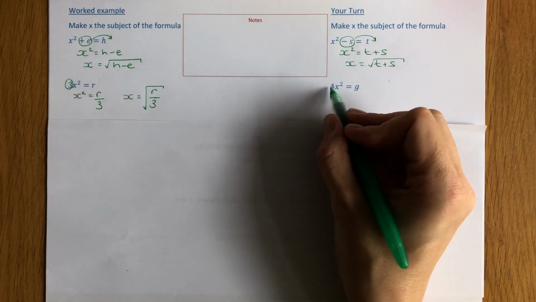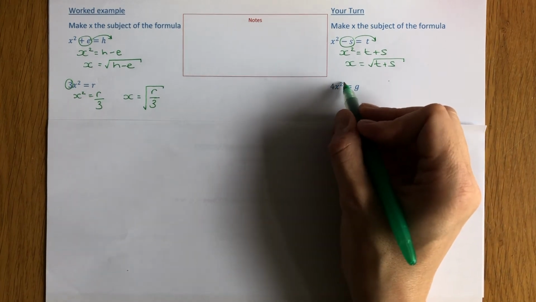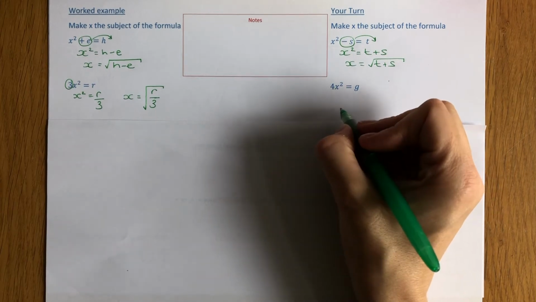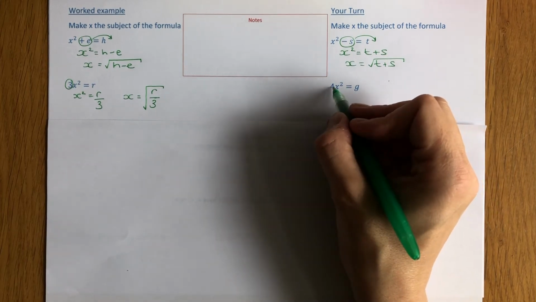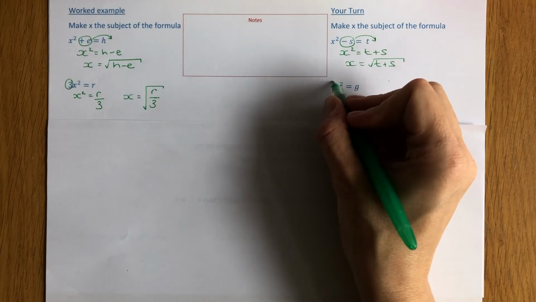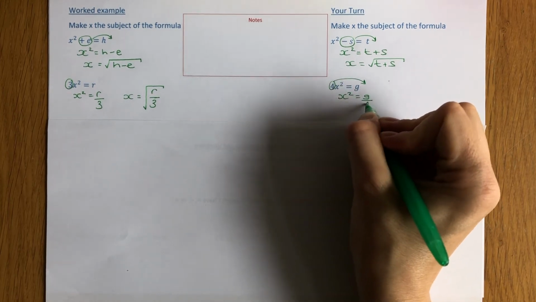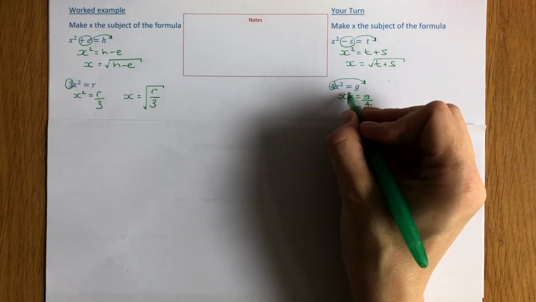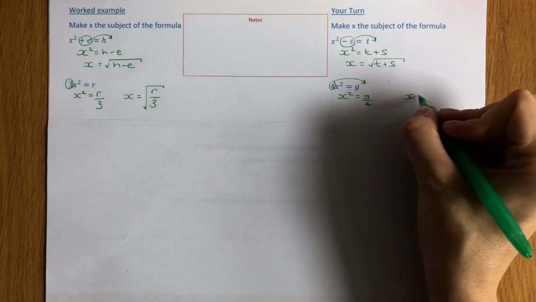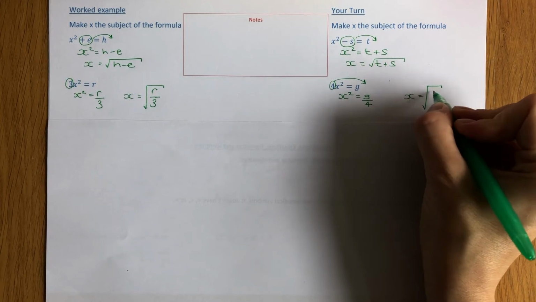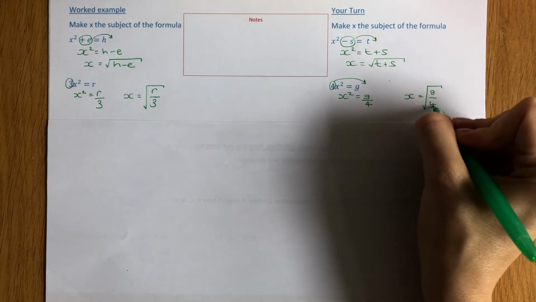So remember, this means 4 lots of x squared. So you are squaring the x and then multiplying it by 4. So in reverse, we're going to move the 4 first. Times by 4 becomes a divide by 4. And then to get rid of a square, we're going to square root everything over that side.